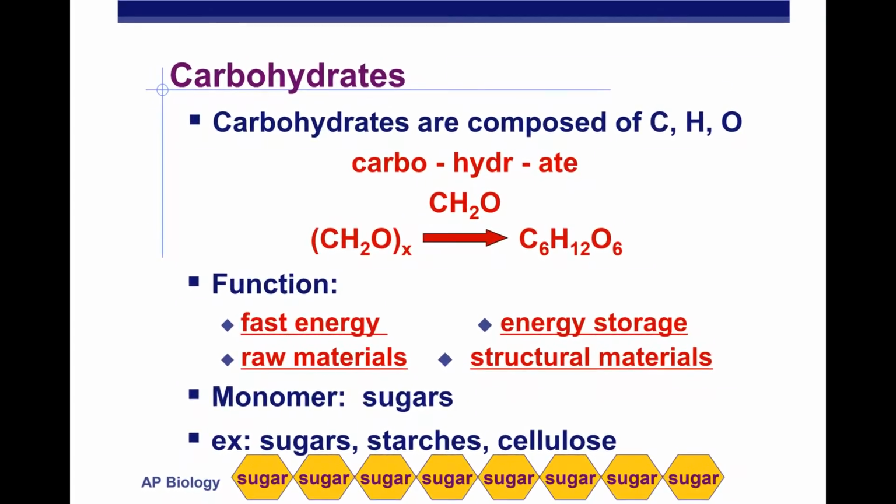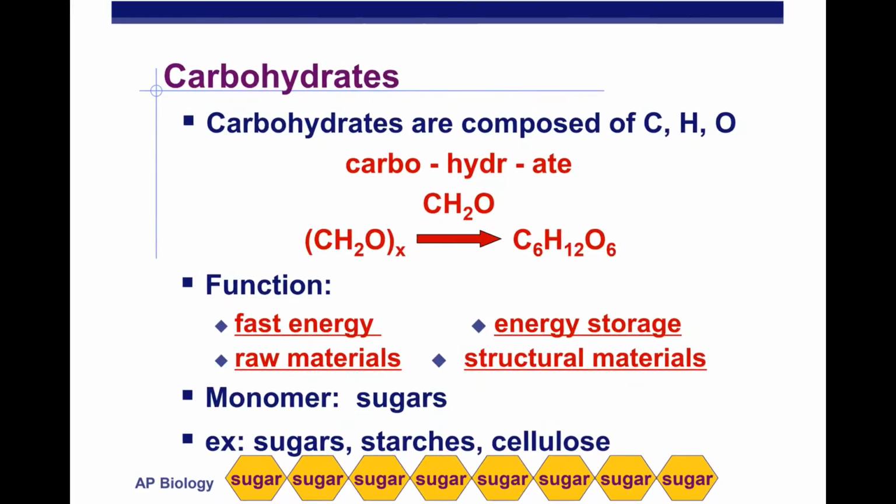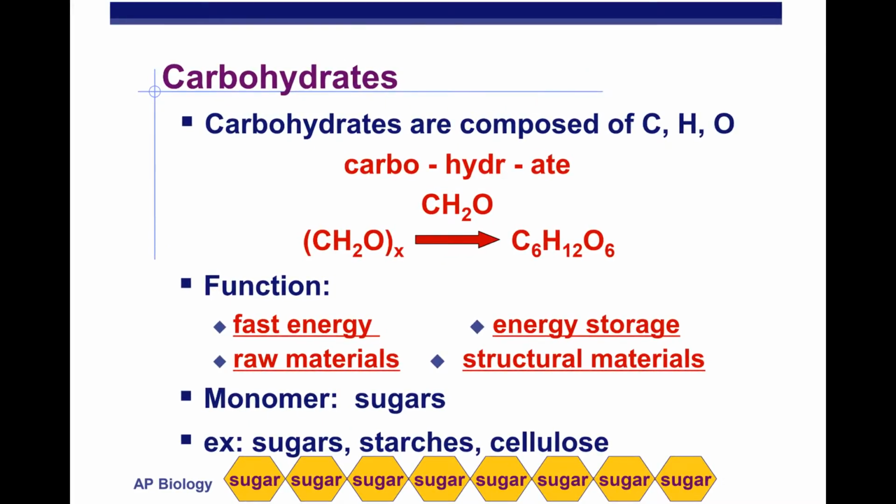So if you think of the example of glucose being C6H12O6, for every carbon we have 2 times the hydrogen, so that's where the 12 comes from. Then we have 1 times the oxygen, so that's where the 6 comes from.